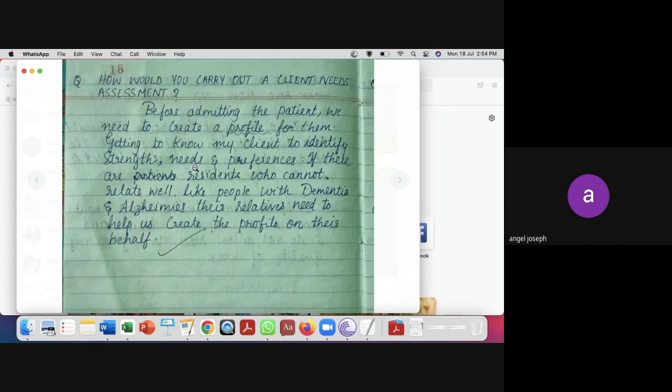All right, so if you don't say that, you will. Yes, absolutely, I understand what a client profile or client's need assessment is. It has to be carried out before he is admitted. I know that I need to take basic details like his name, his age, what is his condition, all those things. Apart from that, I also need to identify his strengths so that we can create a care plan accordingly.